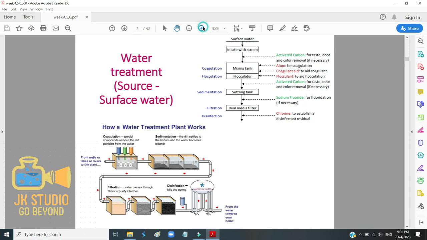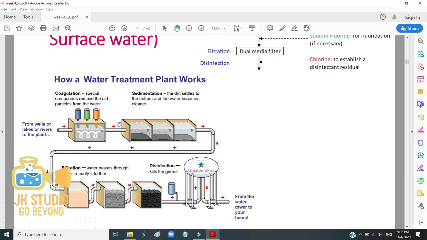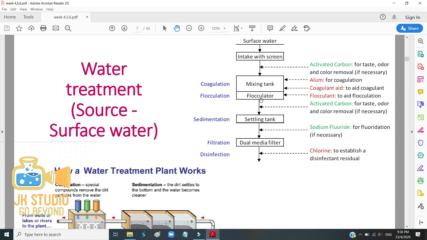So, the water treatment process. How does a water treatment plant work? We can see that there is a process here, and then here also there is a process. So we should see this process first. This is a general process.